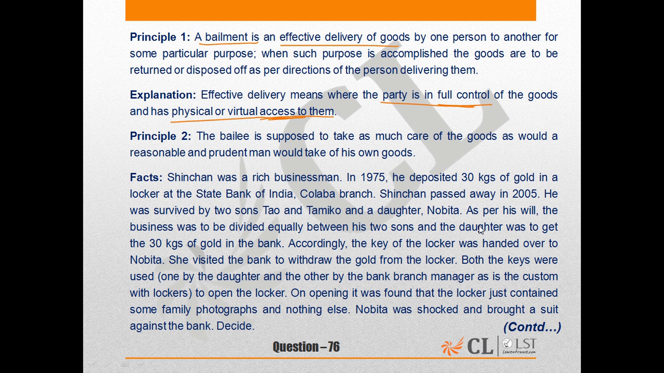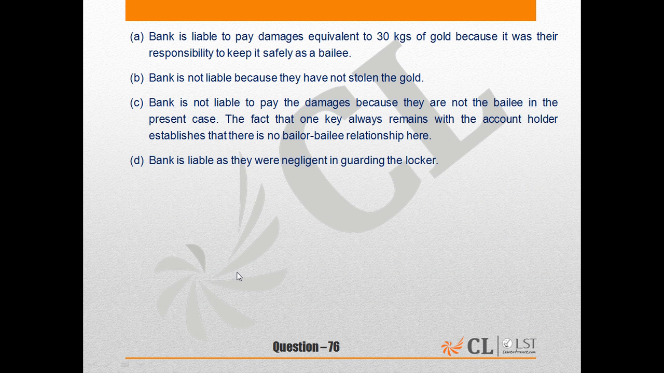When she went to withdraw the gold, both the keys were used. The daughter used one of the keys and the other was used by the bank branch manager, and this is the custom with the opening of lockers. On opening, it was found there were just some family photographs and nothing else. So the daughter brought a suit against the bank that they did not take care of the goods of her father. Now the question before us is whether the bank is a bailee or whether the entire agreement was an agreement of bailment.